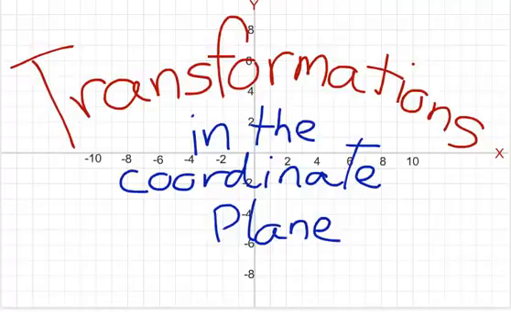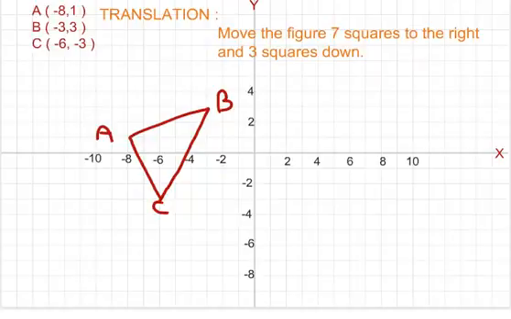Transformations in the coordinate plane. Today we're going to look at two transformations. The first one will be a translation and the second a reflection. So let's begin with the translation.